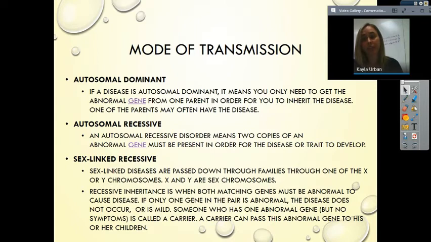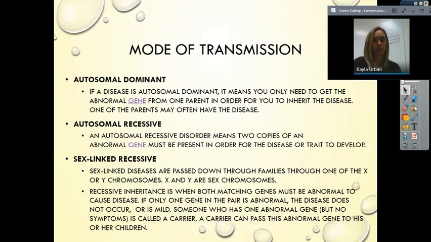And then autosomal recessive, it's a recessive disorder, meaning you need 2 copies of the gene in order to get it, and both copies must be present in order for the disease or trait to develop. Now, these are on your autosomes as well, so men can be carriers. And you'll see this as something that typically can skip generations. So you'll have it show up, and then you'll just have some carriers, and then you'll have it show up again a few generations later.